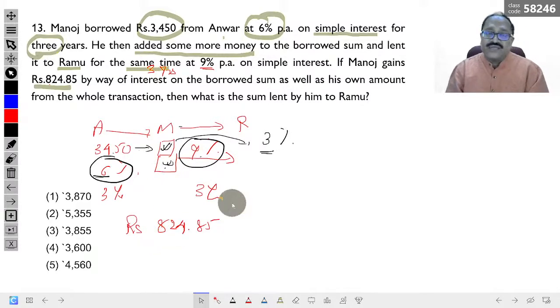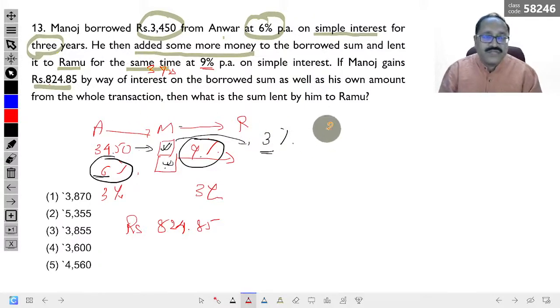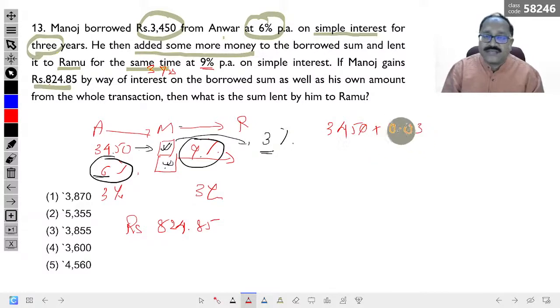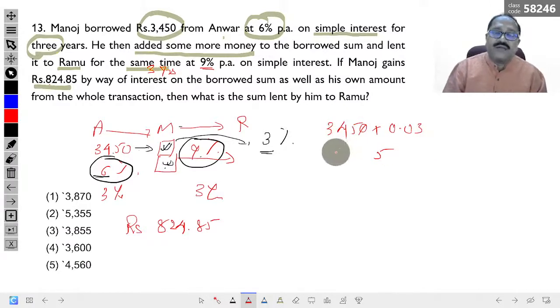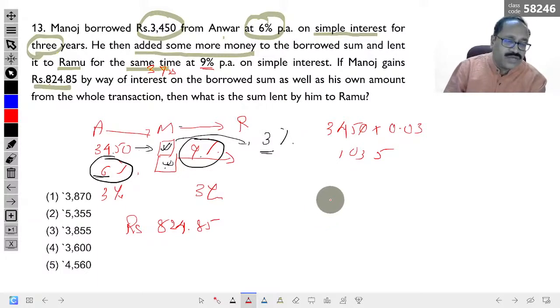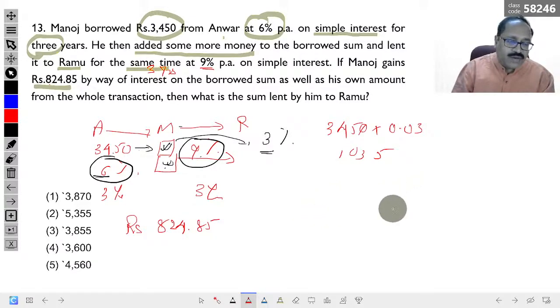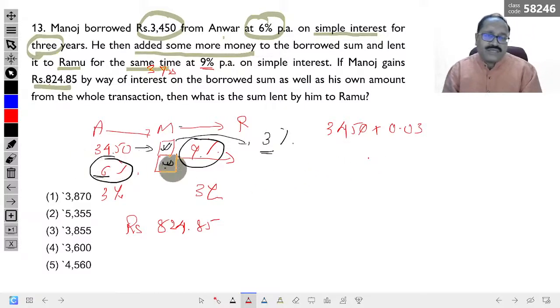So the remaining gain. Let's find out first what is that 3% of 3,450, which is 0.03 times it. This gets cancelled, and 3 fives are 15 carry 1, and 3 fours are 12 plus 1 is 13 carry 1, and 3 threes are 9 and 1 is 10. That's 1035. Is that right? 1035. I will subtract this one, on this 3% interest.